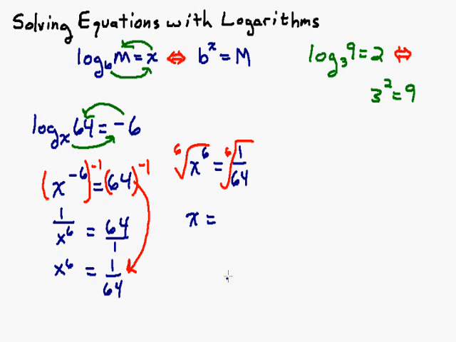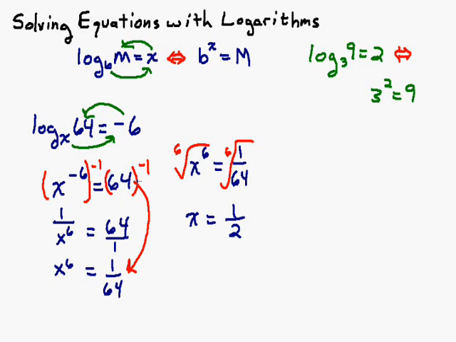You could break out your calculator and see, but I'm pretty sure it's 2. The 6th root of 1 is absolutely 1, because 1 to the 6th power is 1. And so 2 times 2 is 4, times 2 is 8, times 2 is 16, times 2 is 32, times 2 is 64. So 2 to the 6th power is 64. There you go. X equals 1/2. So that was kind of a tricky one because we had the negative exponent over here.